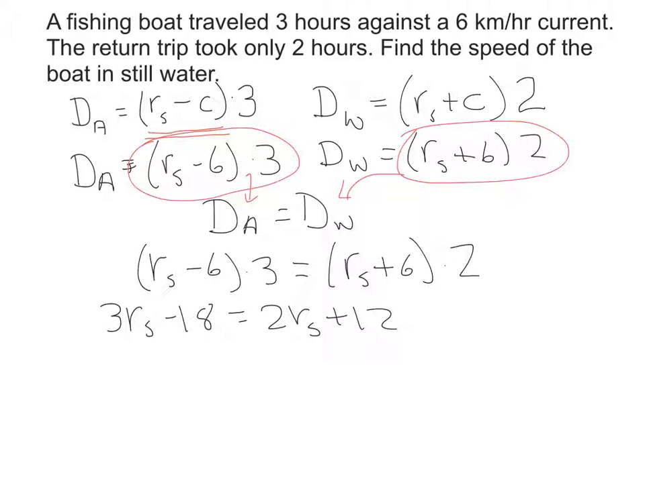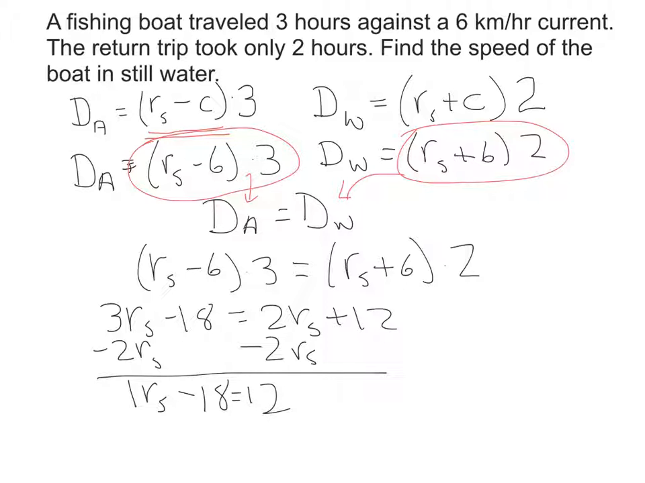Collect your R sub S's. We'll collect them on the left side, so subtract 2 R sub S from each side. When you do that, you get 1 R sub S, which is nice. We don't have to worry about dividing by how many R sub S's we have. And that's going to equal 12. Add 18 to both sides, and you're going to get R sub S equals 18 plus 12, or 30. So the speed in still water is 30 kilometers per hour.